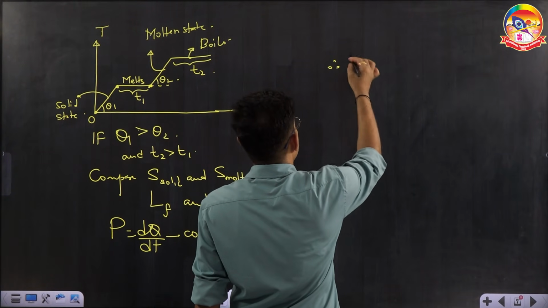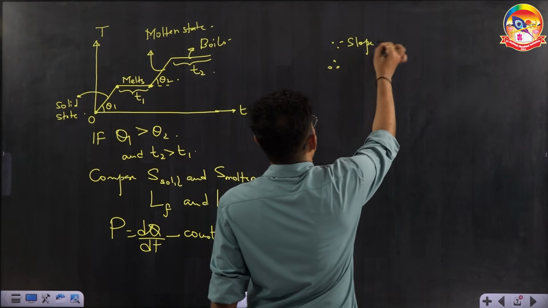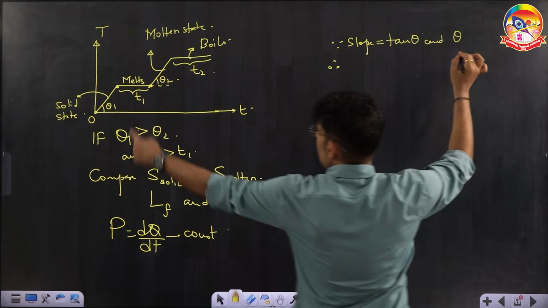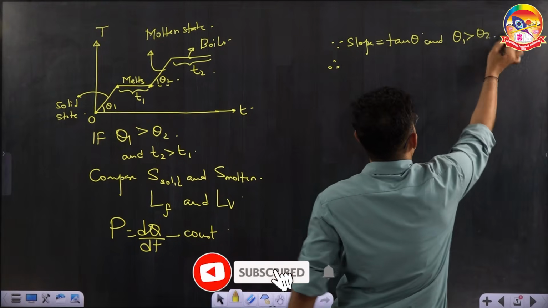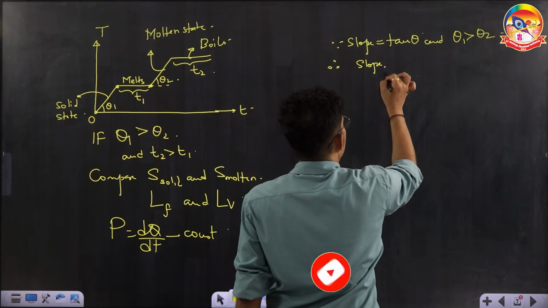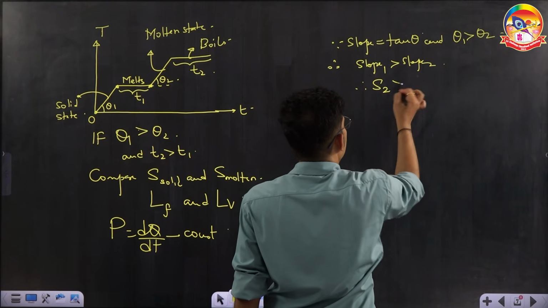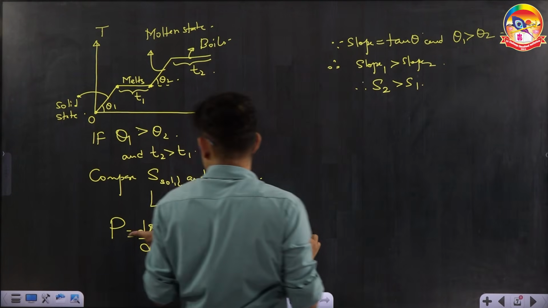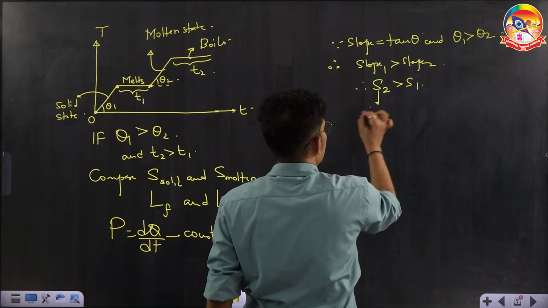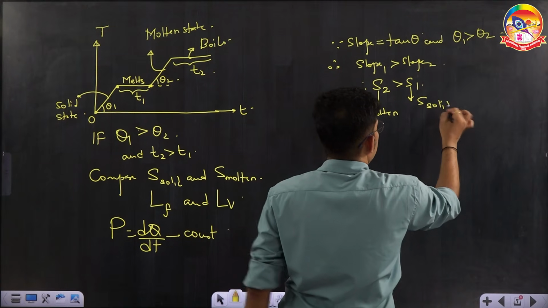So we can say from here, the slope, which is tan theta, and theta 1 is given greater than theta 2. Therefore slope 1 is greater than slope 2. So specific heat of 2 will be greater than specific heat of 1. Specific heat of 2 is nothing but the molten state. So S molten and this is S of solid state.